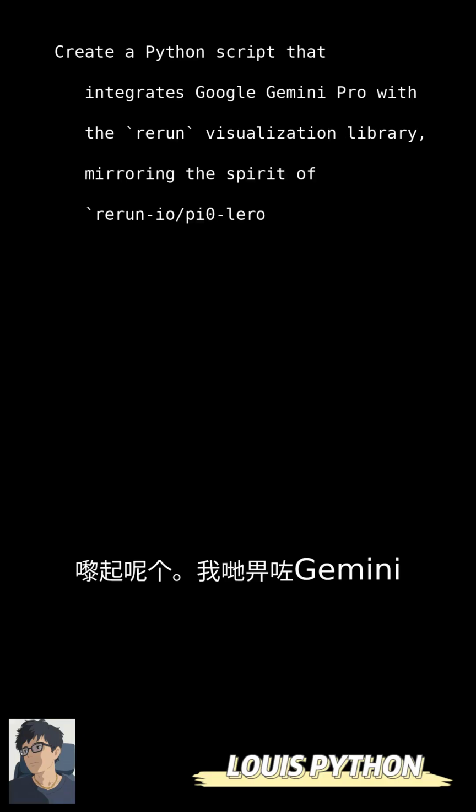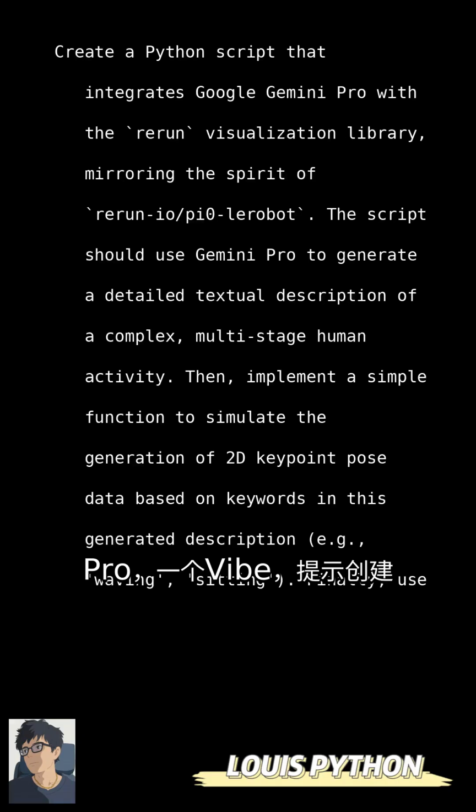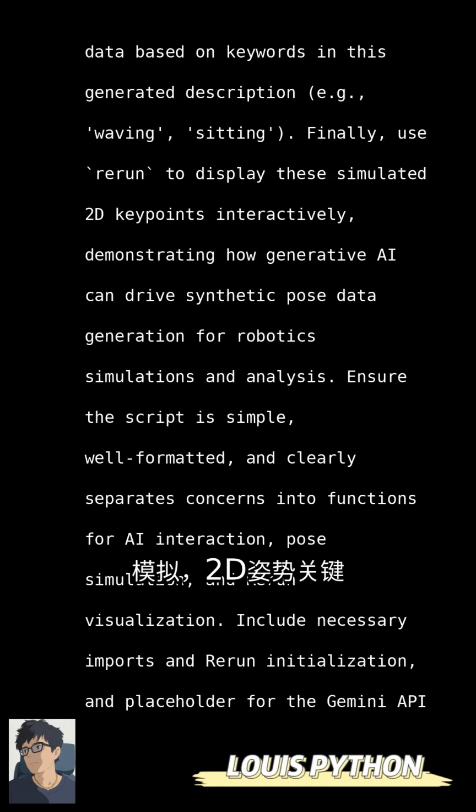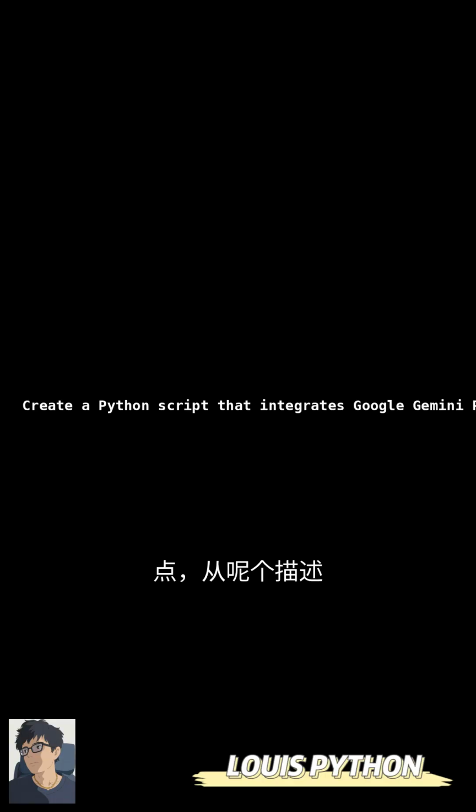To build this, we gave Gemini Pro a vibe prompt. Create a Python script that uses AI to describe a human action, simulates the 2D pose keypoints from that description, and then visualizes it all using the Rerun library, mirroring the workflow of Pi0 LeRobot.